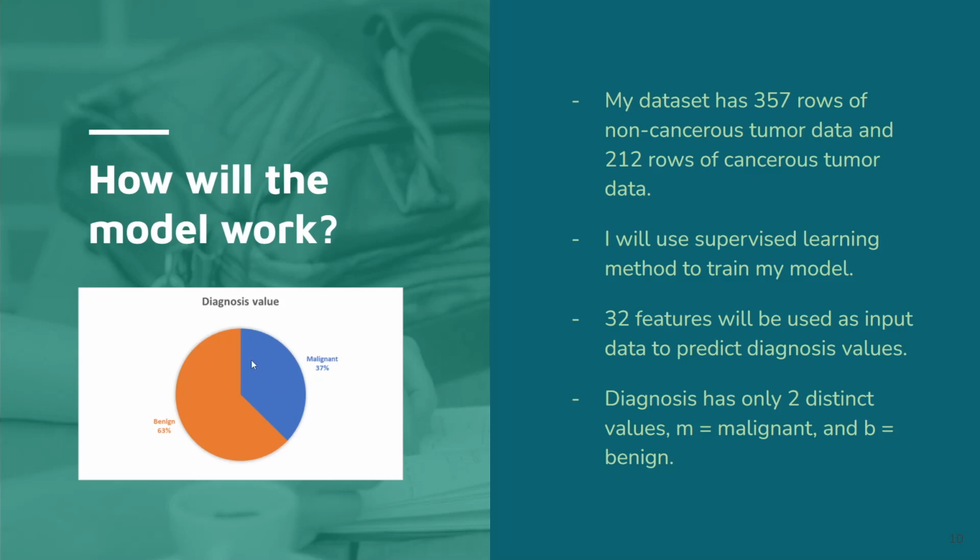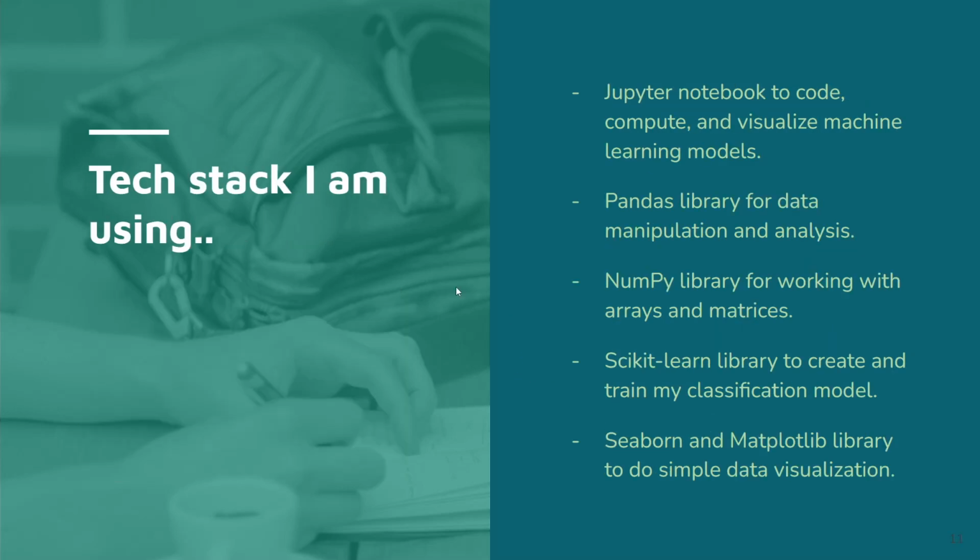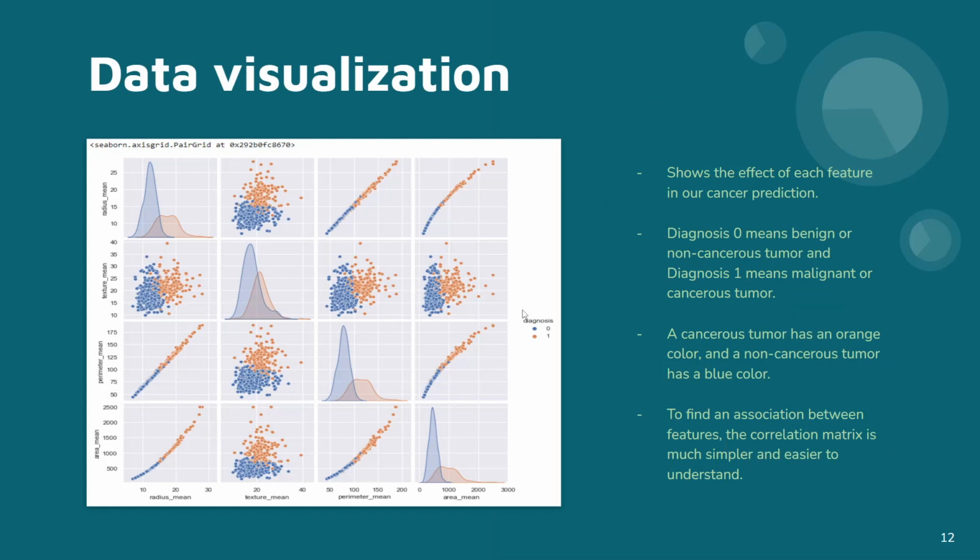In this project, I used the supervised learning method to train my model to predict breast cancer. Here, among all 33 features, 32 features are used as input to predict values in the diagnosis column. For this project, I am using Jupyter Notebook, Pandas, NumPy, Scikit-learn, Seaborn, and Matplotlib libraries from Python for data analysis, manipulation, and visualization.